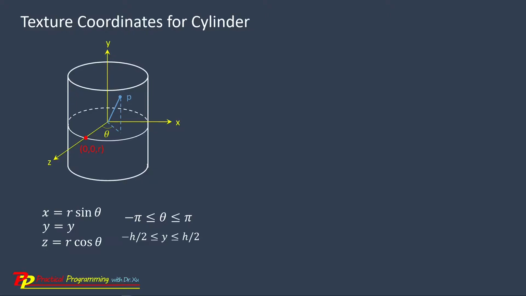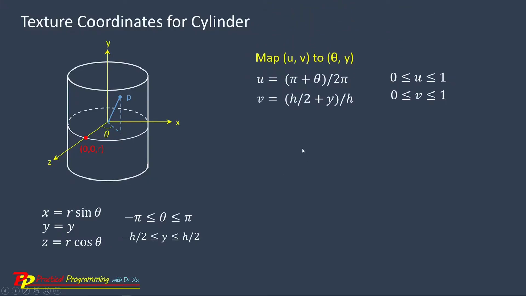Now we want to map the texture coordinates u and v to theta and y with this relation here. You can see u is defined by pi plus theta divided by 2 pi. When theta changes from minus pi to pi, u will change from 0 to 1. We define v as y plus half h divided by h. When y changes from minus half h to positive half h, v will change from 0 to 1. So u and v are just the texture coordinates we need.